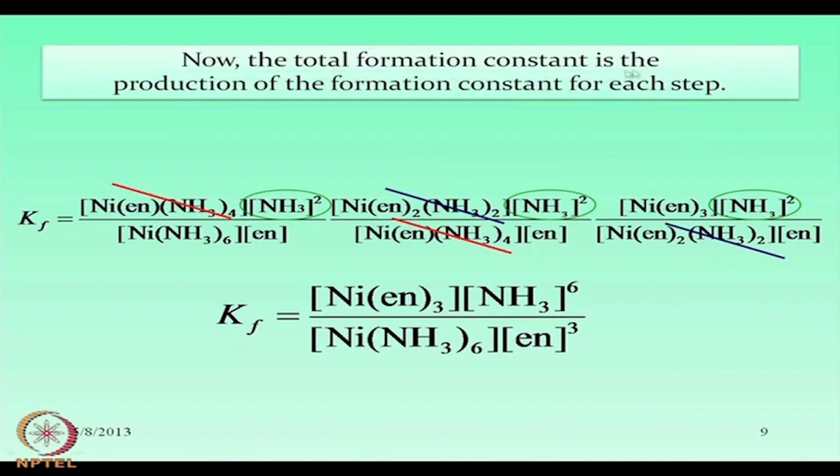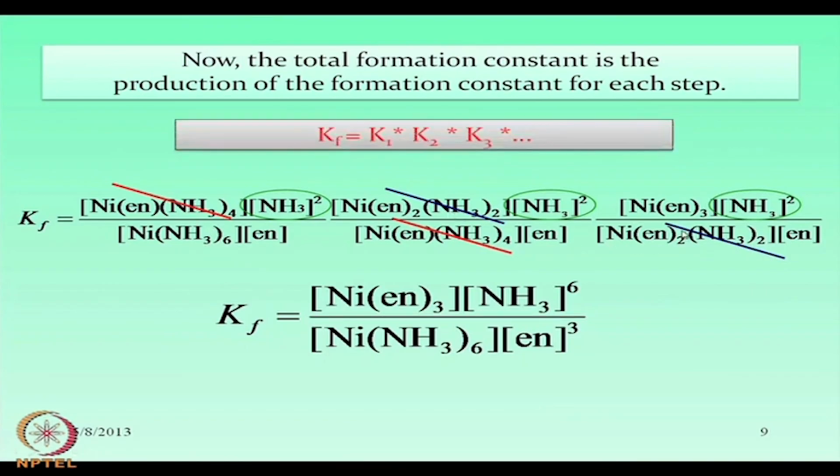So, the total formation constant is therefore what we can conclude from this particular part: the total formation constant, the Kf, is nothing but the product of the formation constants for each step. So, if we have 3 steps like K1, K2 and K3, we get the Kf value as the product of K1 into K2 into K3. So, we have the Kf, K1 product K2 product K3 and so on.